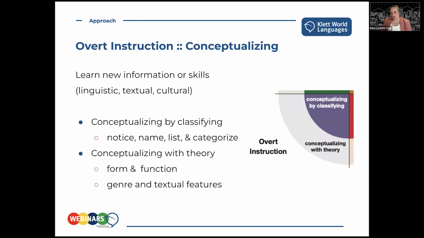All right, overt instruction or conceptualizing is another piece of our pie. This is the piece where students learn new information or skills, and those might be linguistic, textual, cultural, historic facts, things like that. And we conceptualize by classifying. So this is noticing, naming, listing, categorizing. We also conceptualize with theory. So we might identify the form or function of a linguistic feature. We might look at a text and engage with the conventions and try to use the text that we have in front of us to make generalizations about the genre or common textual features in that genre.